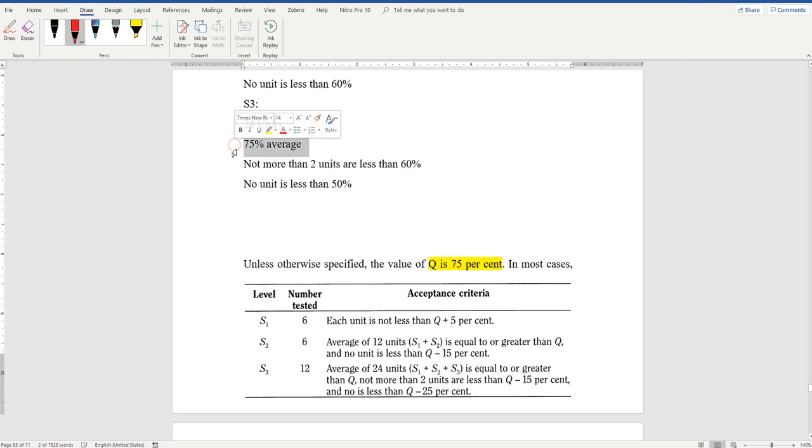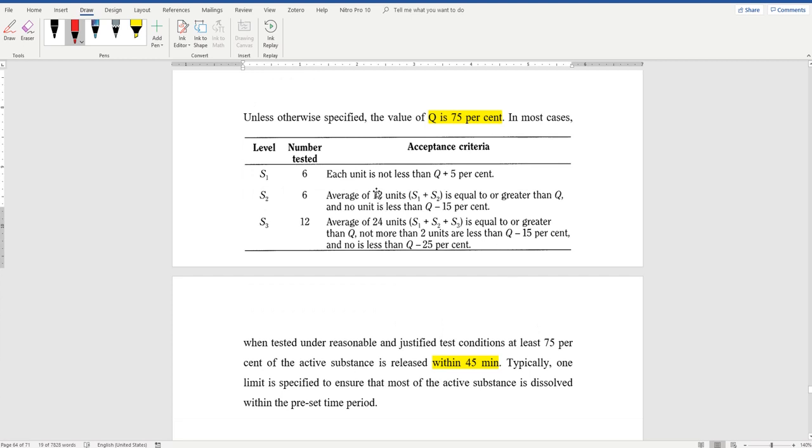إذن average at least, average of the 24 units is at least 75%. Not more than 2 units يكونوا less than 60%. And no unit at all should be less than 50%. If these succeed and you achieve them, or the tablets pass these criteria, then you can say that your batch of tablets passed the dissolution. Okay, I will show you now how the dissolution apparatus work, and please watch with me.